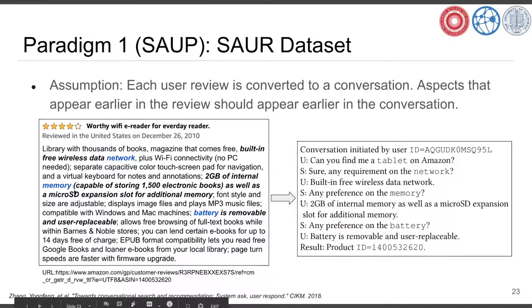On the left-hand side, the figure shows a review from the Amazon data set. And you can see there are some aspects. The aspects you can think of as the attributes of an item, like the attributes highlighted in blue: network, memory, battery, etc. And they convert this whole review into a dialogue, a simulated dialogue on the right-hand side. And you can see the order of the questions asked by the system follows the order of the occurrence of these aspects, like network first, memory second, then battery third.